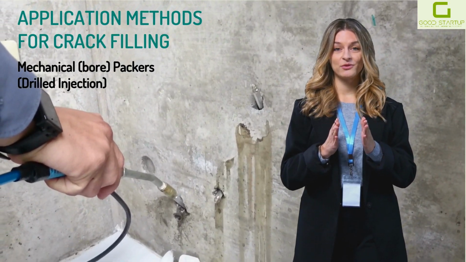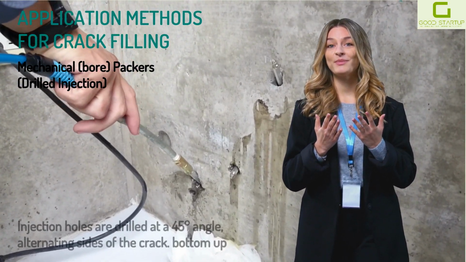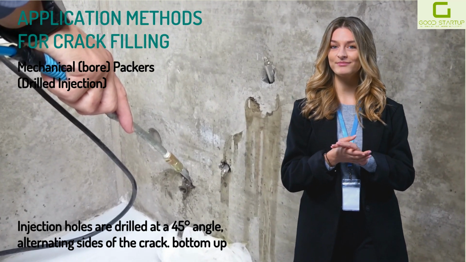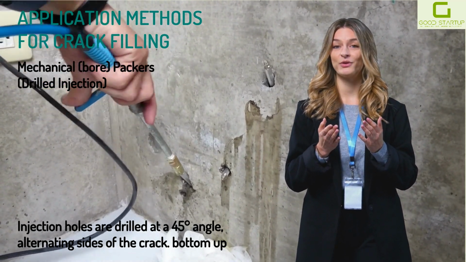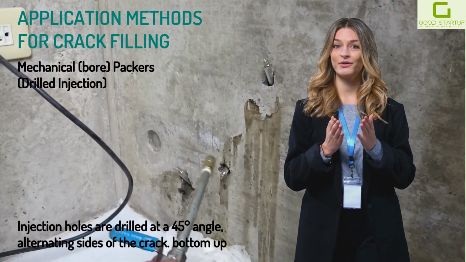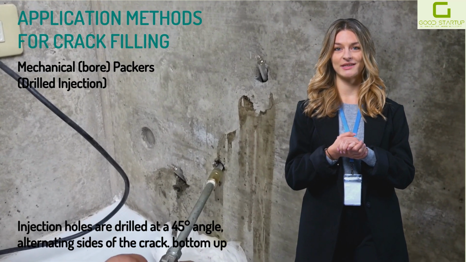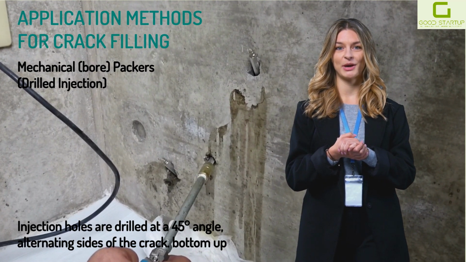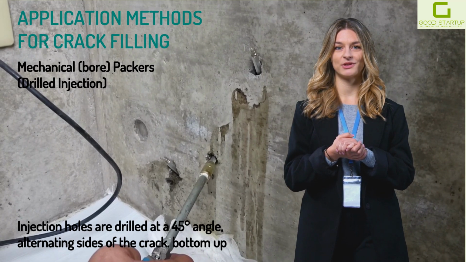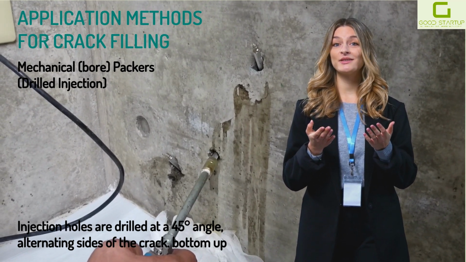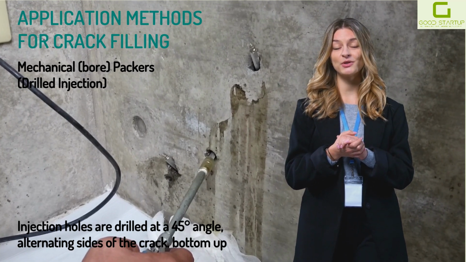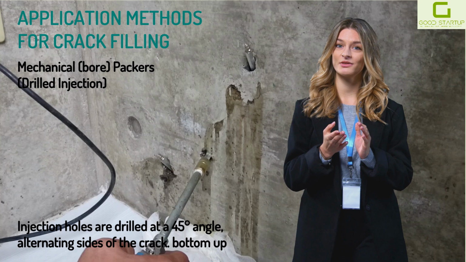Mechanical packers, drilled injection. This is the most common method for structural crack injection. It involves drilling small diameter holes at regular intervals along the crack path and installing mechanical packers, injection ports, into these holes. Typically, holes are drilled at a 45 degree angle, alternating sides of the crack, so that they intersect the crack roughly at mid-thickness of the concrete element.